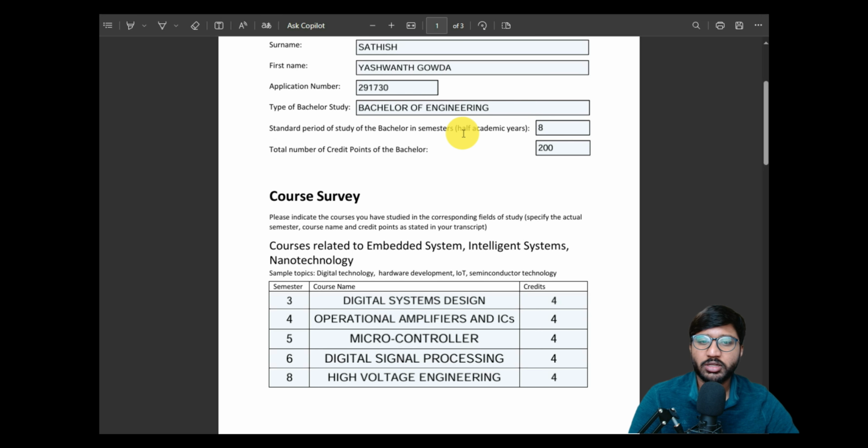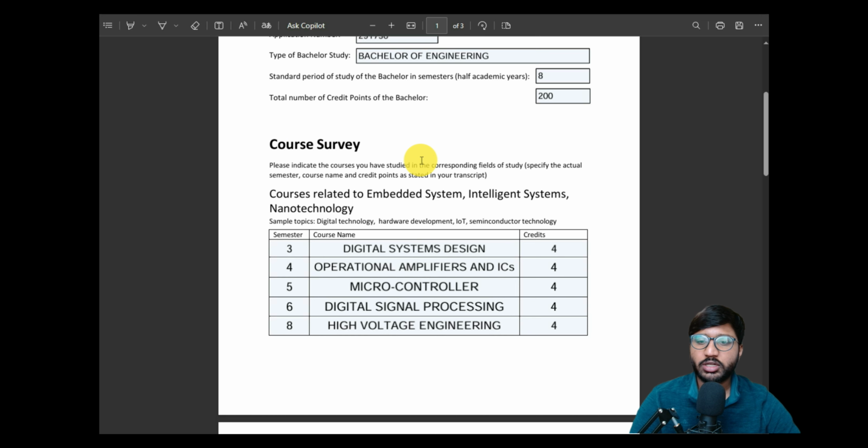The standard period of study in a bachelor's degree is 8 semesters. If you have taken more, it's up to you to fill in, but here you have to give 8 only because it's the standard period. Then the total number of credit points: you will get a 200 credit certificate at the end of the bachelor degree when you finish.